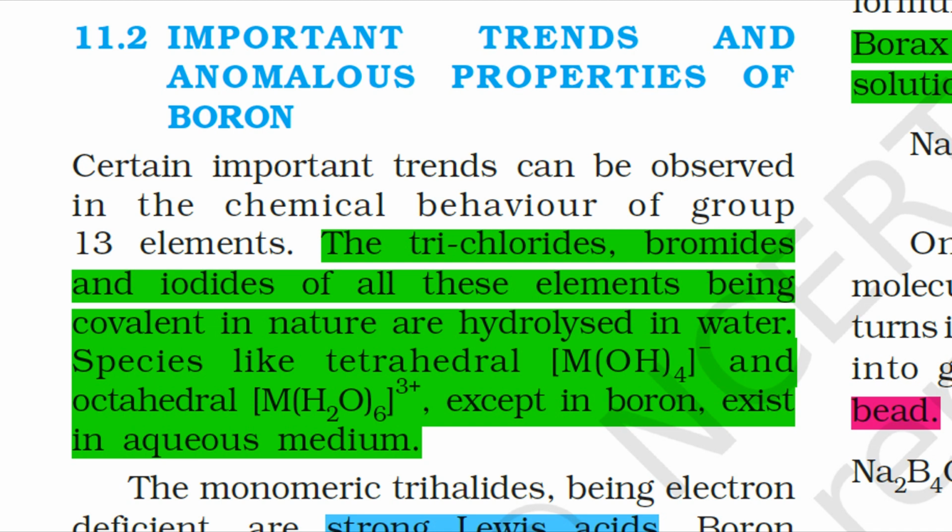That means in water, ionic compounds break down easily, or are hydrolyzed easily. An example is NaCl in aqueous medium. It forms Na+ and Cl-. But trichlorides, bromides and iodides of group 13 elements, being covalent, are hydrolyzed in water and form tetrahedral and octahedral species. But the exception is boron, because its maximum covalency is 4.